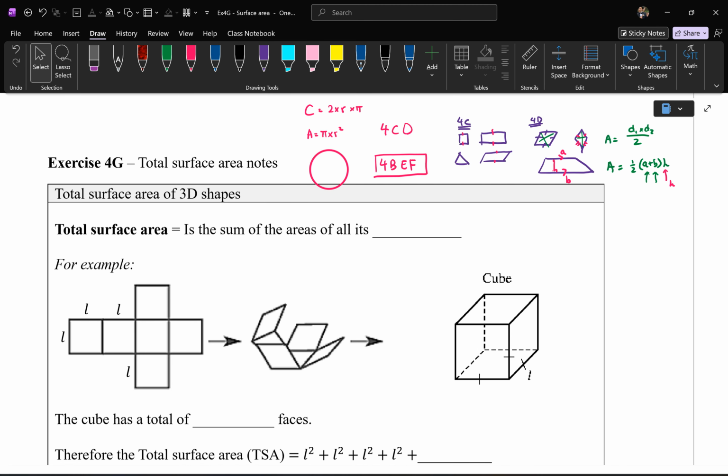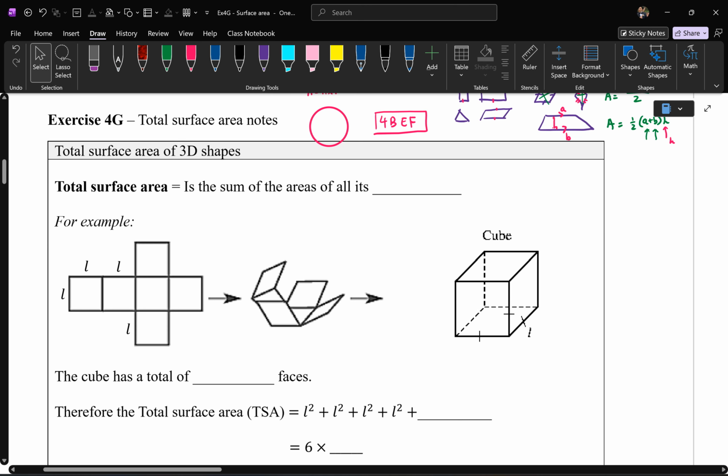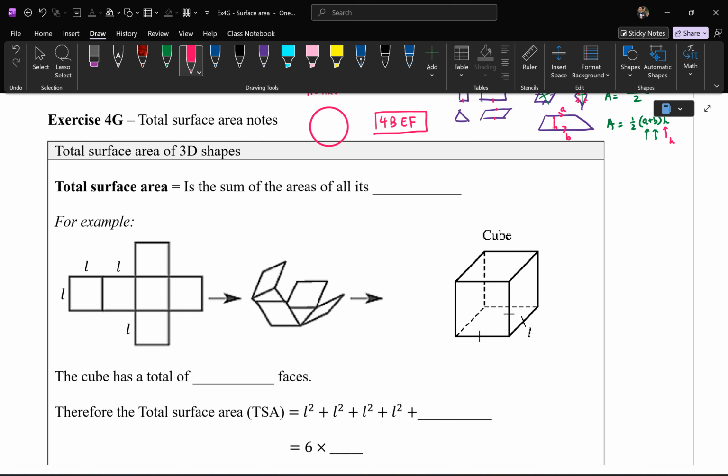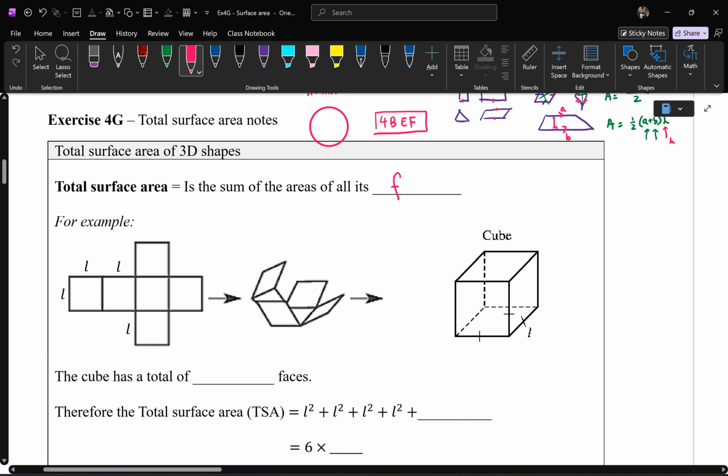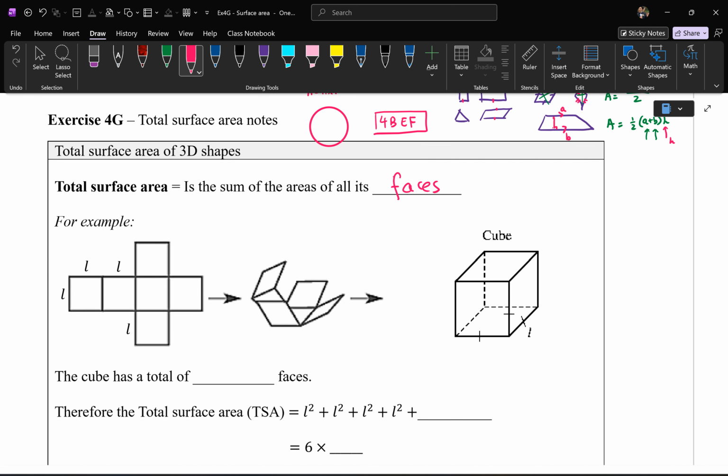So let's do the first one here. Let's fill in some notes. Total surface area is the sum of the areas of all its, starting with F, faces. Write it in, faces. So when you're talking about a 3D shape, the exterior shapes is called the faces. Okay, so write that in. So let's say, for example, this shape here. When you fold them all up together, fold each one, push them all together, you get a cube.